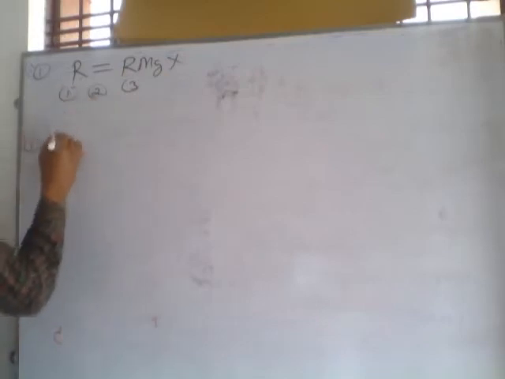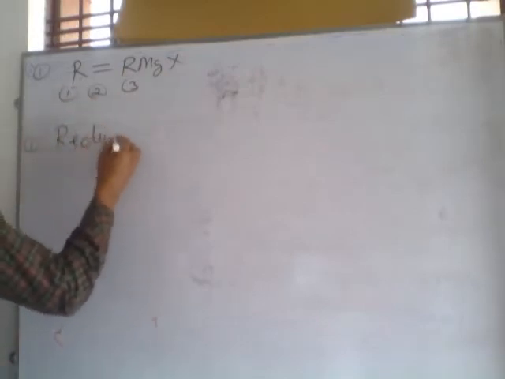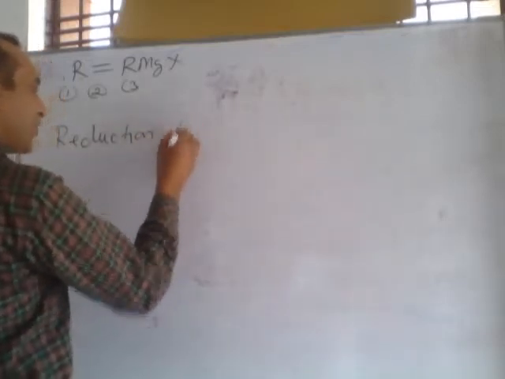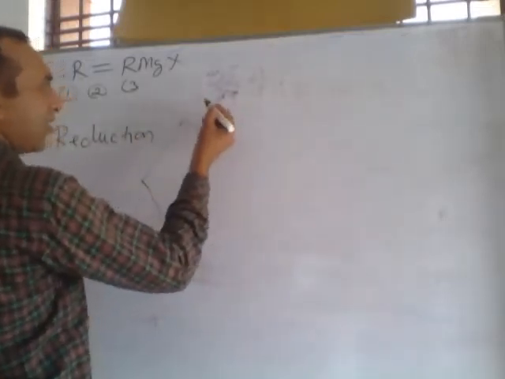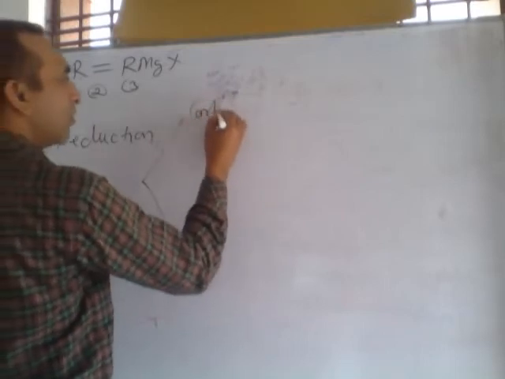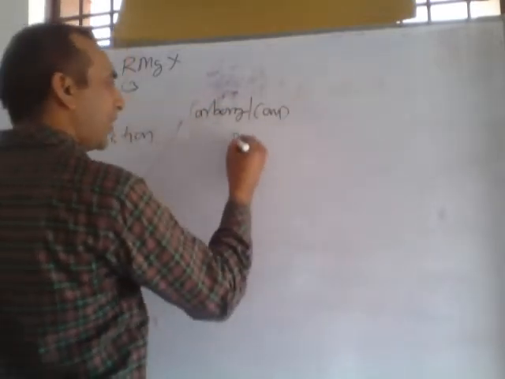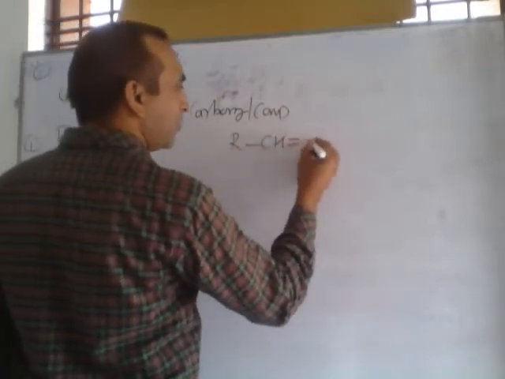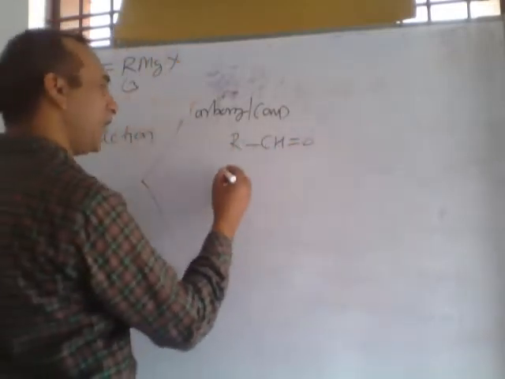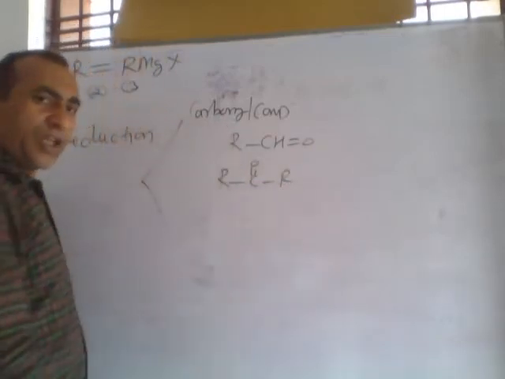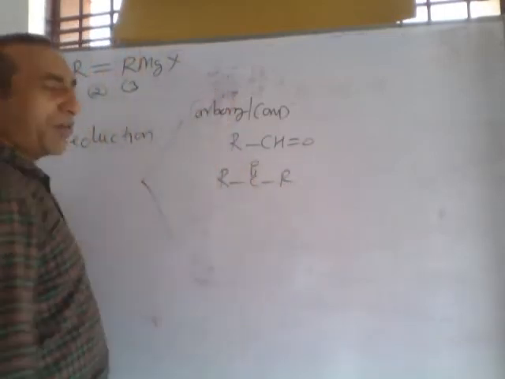First, R. This R stands for reduction. Reduction means addition of hydrogen. But reduction of which compound? Number one, reduction of carbonyl compounds. And carbonyl compounds are of two types. If this type of group is present in a compound, it is called an aldehyde. If this type of group is present, it is called a ketone. So these two belong to carbonyl compounds.